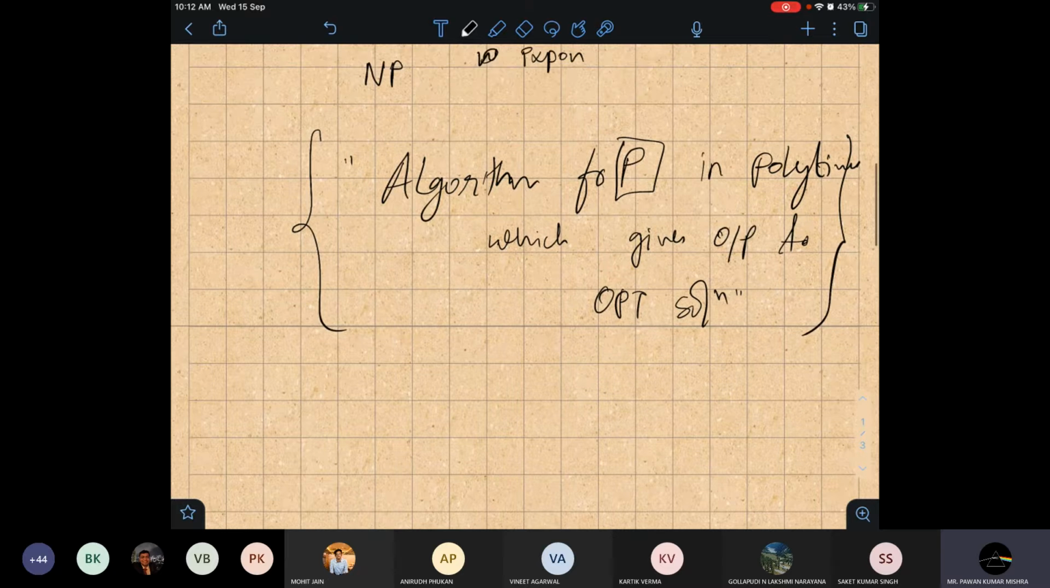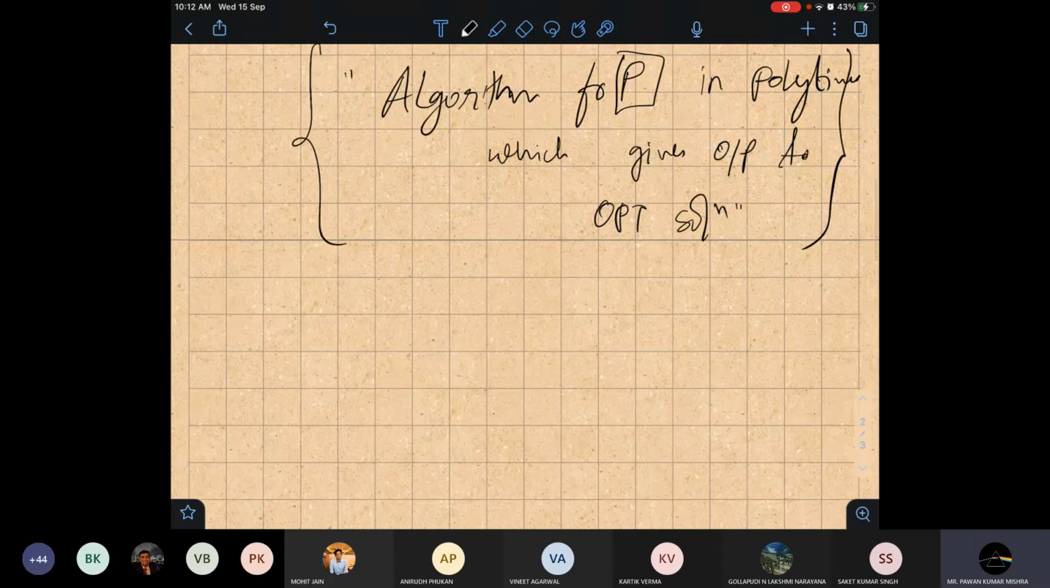Hello. So you people get the idea what is approximation algorithm? This is actually a paradigm.